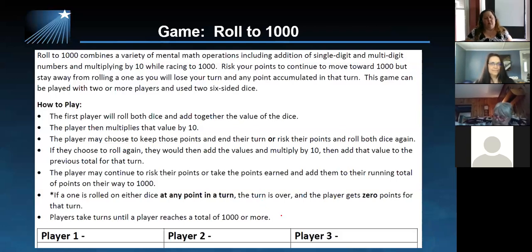Any questions about Roll to 1,000? It's one of those games where, when you play it, you can start to understand how it's played and see how exciting it can get, especially if you have some students who really are those risk takers.